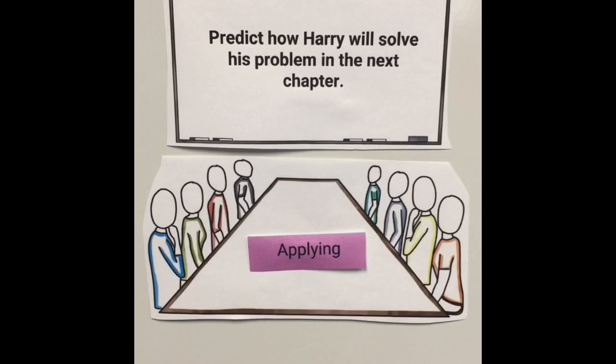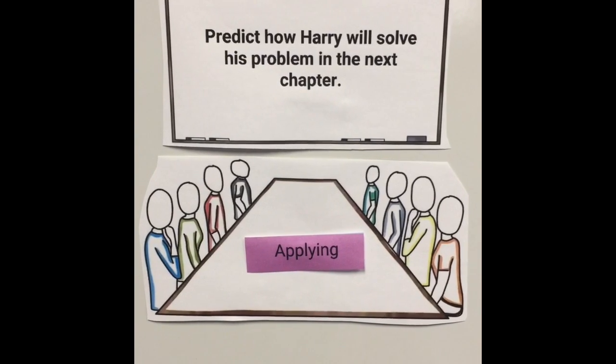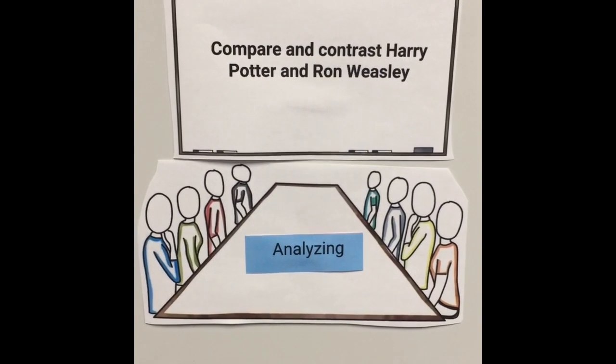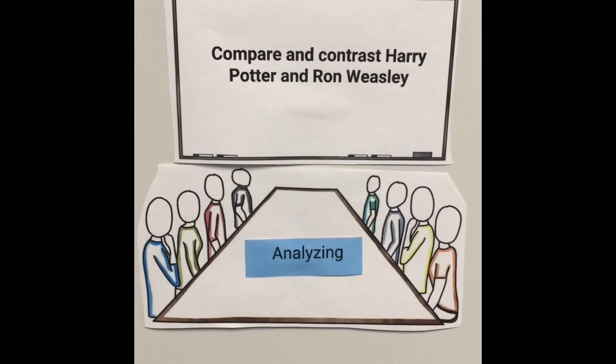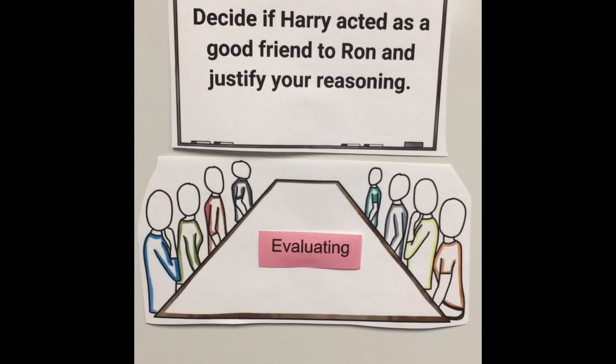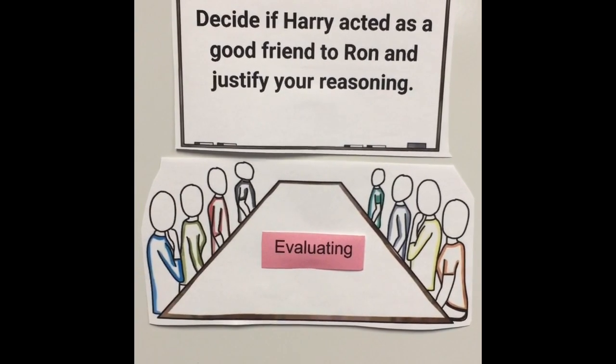At the applying level, students predict how Harry will solve a problem in the next chapter. At the analysis level, students can compare and contrast Harry Potter and Ron Weasley. At the evaluation level, students decide if Harry acted as a good friend to Ron and justify their reasoning.